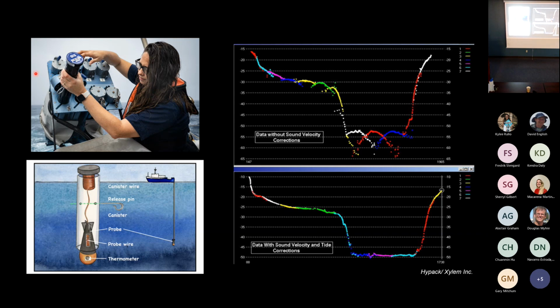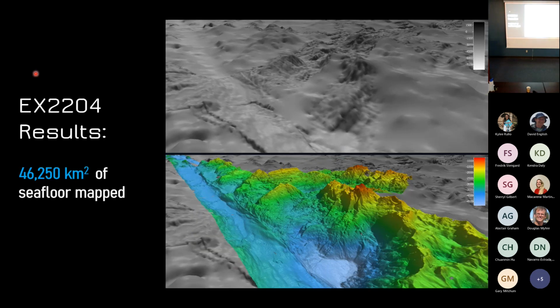Unfortunately, XBTs, I don't love the fact that they're disposable. You throw them overboard and they stay at the bottom of the ocean. But the way they work is that they fall through the water column collecting temperature data, and from that you can derive the speed of sound through the water column.